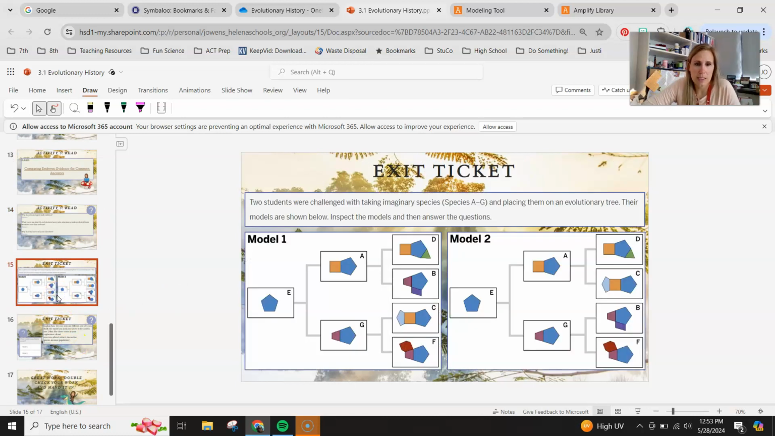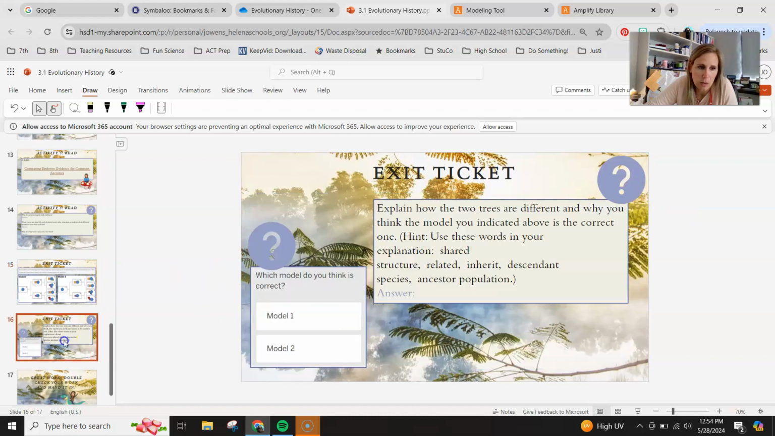Okay, finally, your exit ticket for today. You guys have these shapes to model different species. Two students were challenged with taking imaginary species, A through G, and placing them on an evolutionary tree. Their models are shown below. So this is one student's, this is another's. Okay, inspect the models and then answer the questions. Explain how the two trees are different and why you think the model you indicated above is correct.